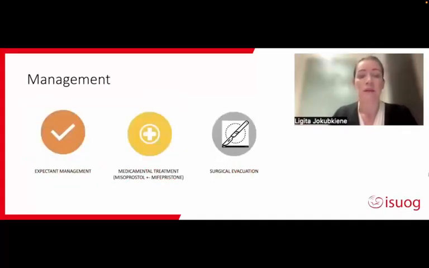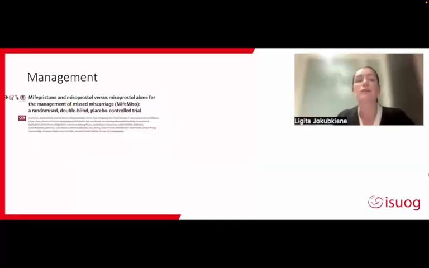And very shortly about how to manage when we have a conclusive diagnosis. We have to choose between expectant management, medical treatment with misoprostol, or the combination of misoprostol and mifepristone, or surgical evacuation, which is probably not the first method we advise for the patient.